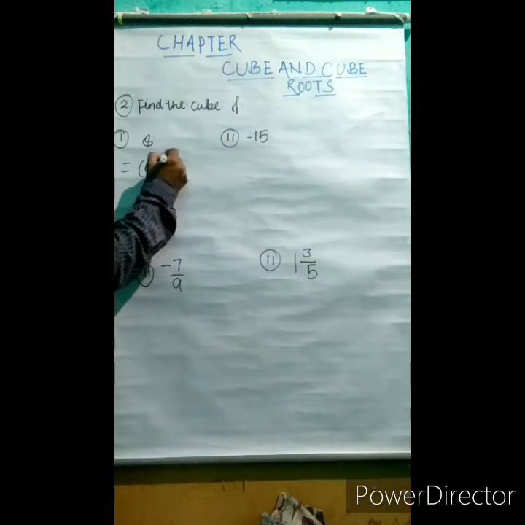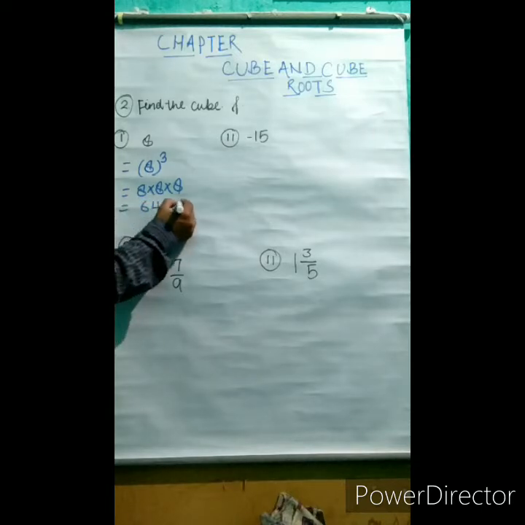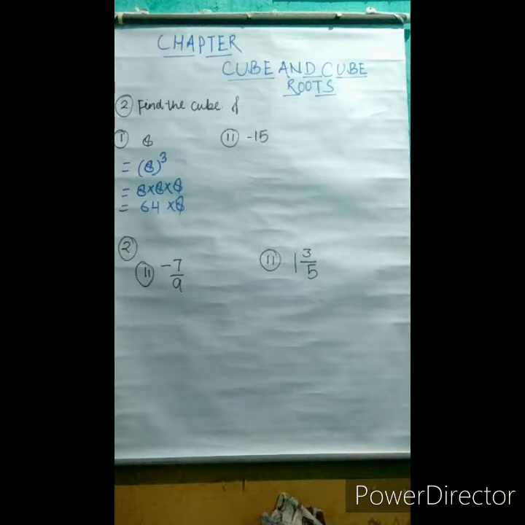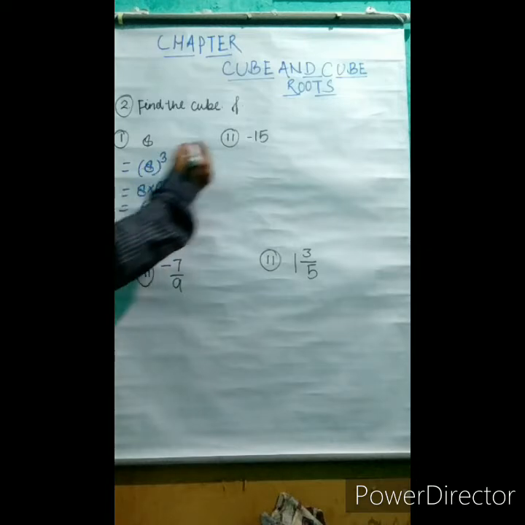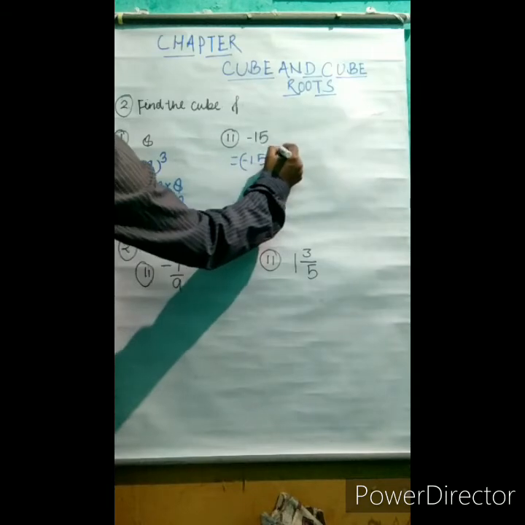We will write the cube of 8, that we can write as 8 into 8, into 8. We will multiply 64 by 8, and you know the cube of 8, I told you before: 8 into 8, 64 into 8, 8 fours are 32, 8 sixes are 48 plus 3, 512. Same way here, minus 15, its cube.